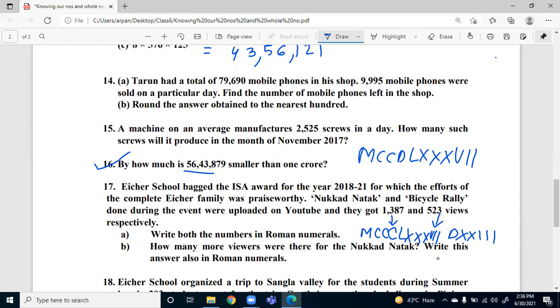How many more viewers were there for Nukkad Natak? Write this answer also in Roman numerals. So if you are ready, just raise your hand. I will take your help.